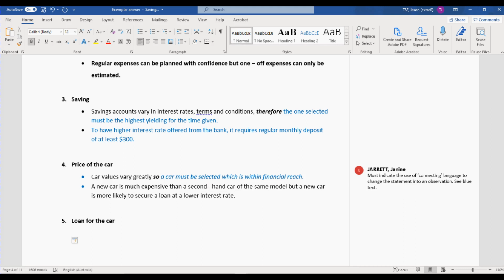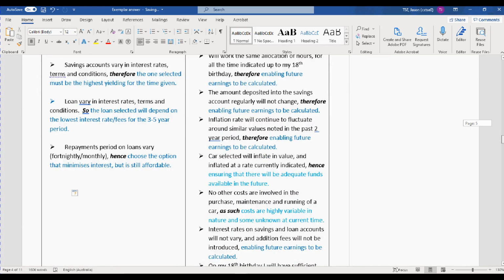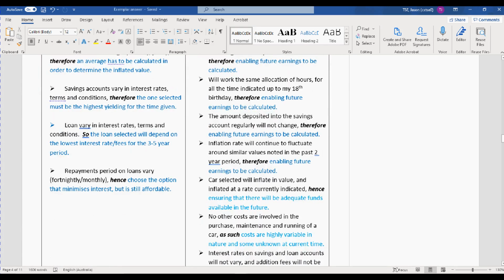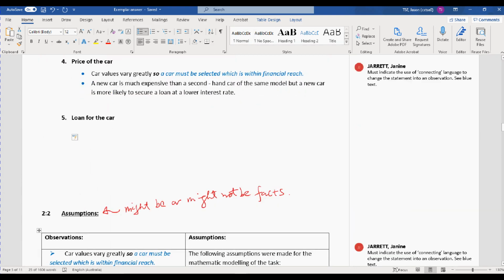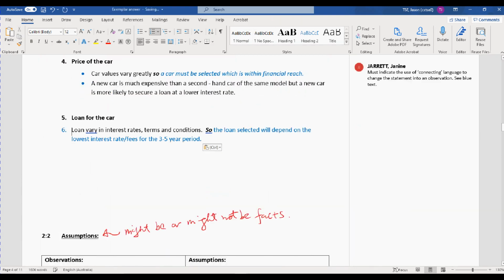And how about the loan for the car? So let's see, is there anything for the loan of the car? Loans vary in interest rate, terms, and conditions. The loan selected depends on the interest rate, 3 and 5 years period. Okay, so that's the one you might consider, right?